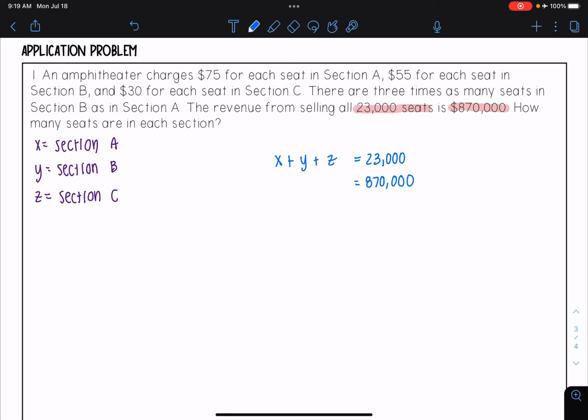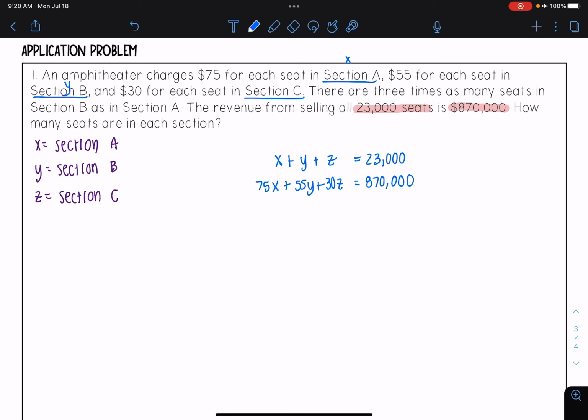And selling all these gets you a revenue of 870,000. Well, how much does each seat cost to get that? Well, I've seen in this first sentence that it's $75 for each seat in section A. So I have 75X. $55 for each seat in section B. That's going to be 55Y. And then $30 for each in section C. So it's going to be 30Z. That's my second equation.